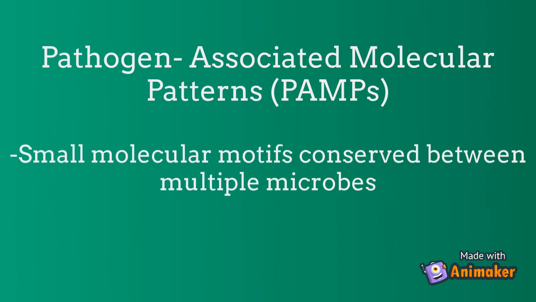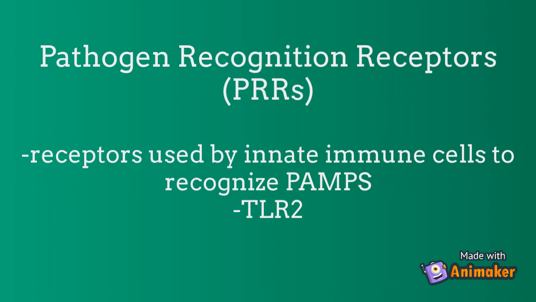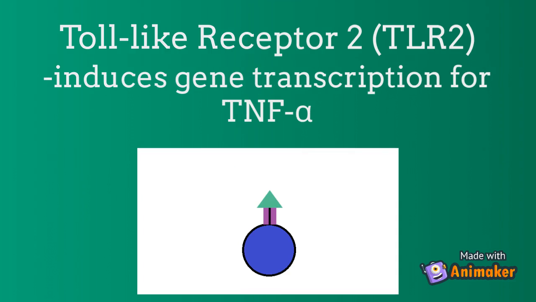Another important component of innate immunity are pathogen-associated molecular patterns, or PAMPs. PAMPs are small molecular motifs conserved between multiple microbes. PAMPs are recognized by innate immune cells through the use of pattern recognition receptors, or PRRs. An important PRR that is involved in sarcoidosis is TLR2. Toll-like receptor 2, or TLR2, allows for the production of TNF-alpha when activated.